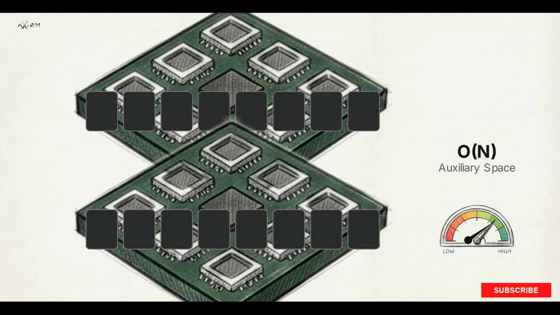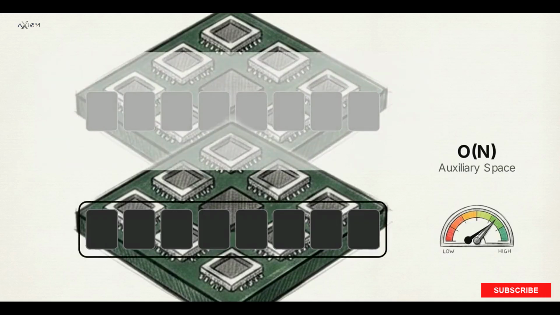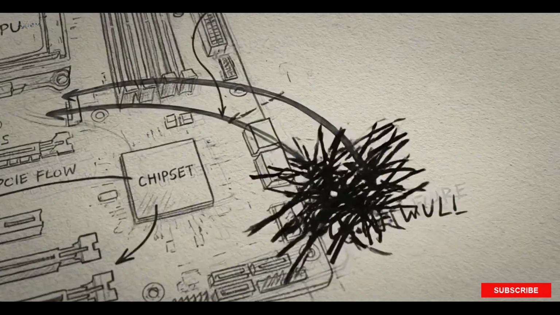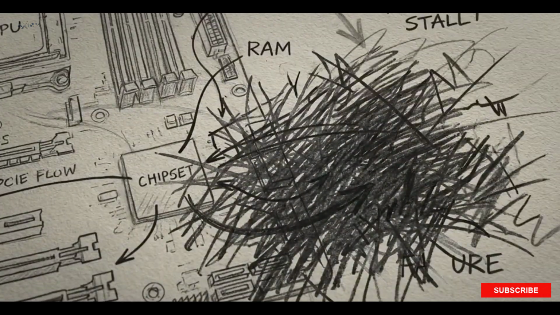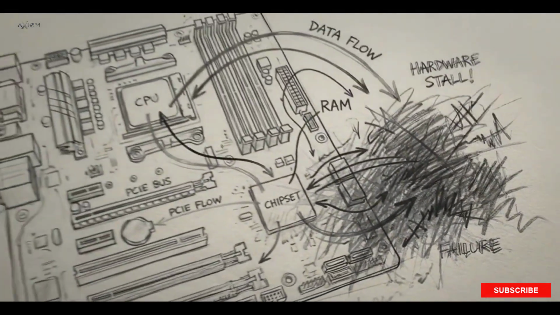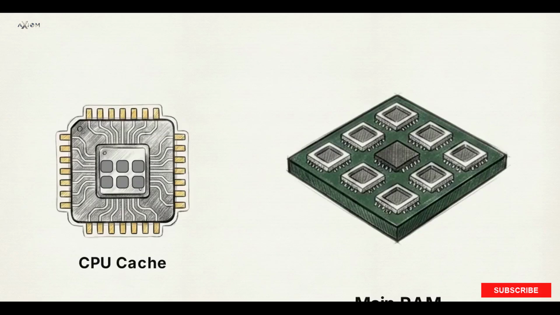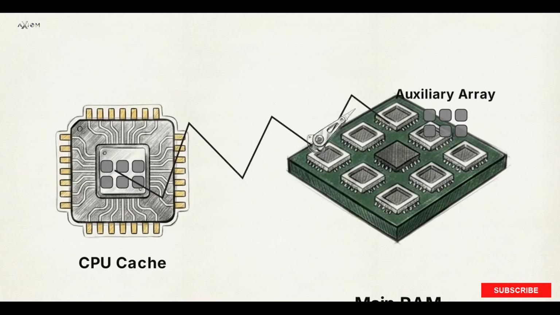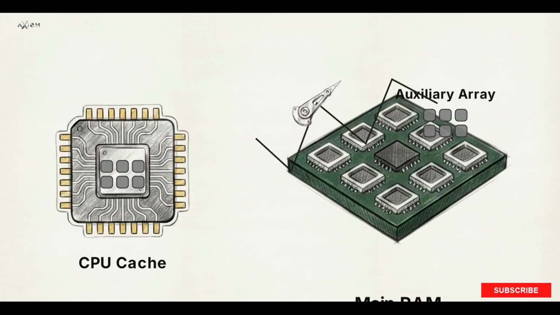To avoid this shifting, merge sort forces the operating system to allocate a completely separate auxiliary array to hold the sorted results. This creates an O(n) auxiliary space complexity. Space complexity measures the amount of extra working memory an algorithm requires. For massive data sets, stopping the CPU to allocate and deallocate blocks of RAM creates a heavy computational penalty. It also creates a hardware bottleneck regarding cache locality.